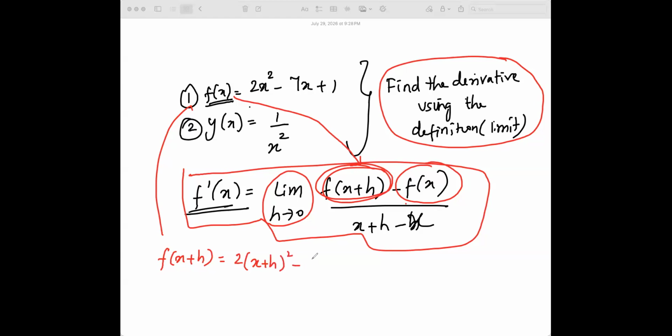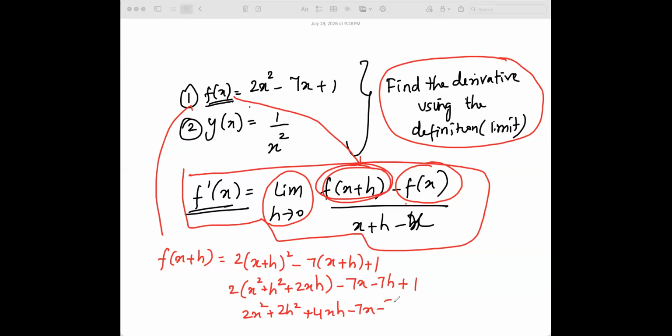So you need to do this: minus 7 times x plus h plus 1. That's it. Then 2 times x square plus h square plus 2xh minus 7x minus 7h plus 1. That is 2x square plus 2h square plus 4xh minus 7x minus 7h plus 1. This is f of x plus h.